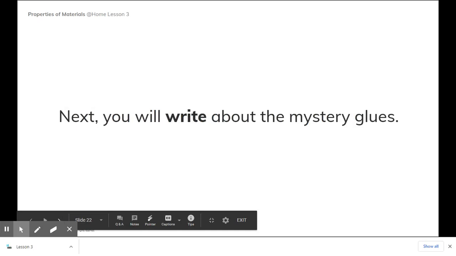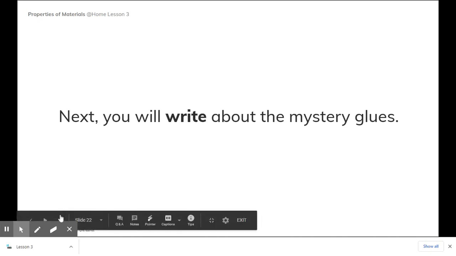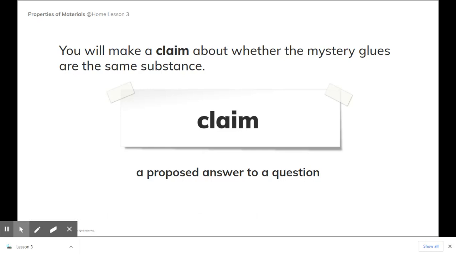Now you're going to write about the mystery glues. This is going to be on page 10 of your book, so just the next page. You will make a claim, a proposed answer. You're going to suggest your answer to whether or not the mystery glues are the same substance.